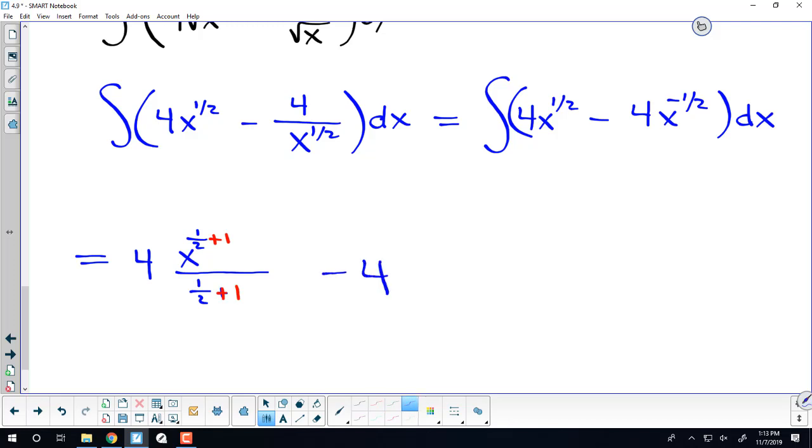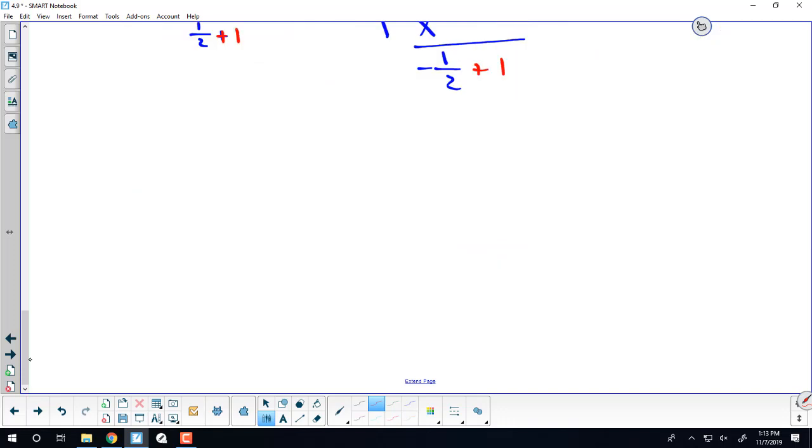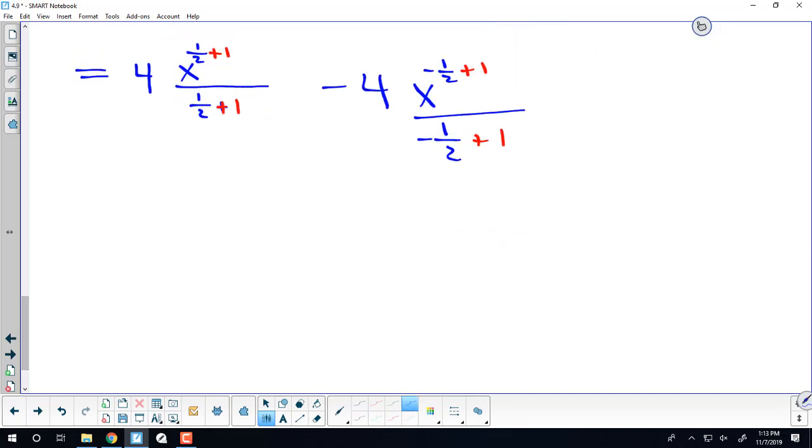The minus 4 stays minus 4. We have x to the negative 1/2 plus 1 over negative 1/2 plus 1. Right. Sweet. I like it. So we have 4 times x to the 3/2 all over 3/2 minus this 4 times x to the 1/2 all over 1/2.